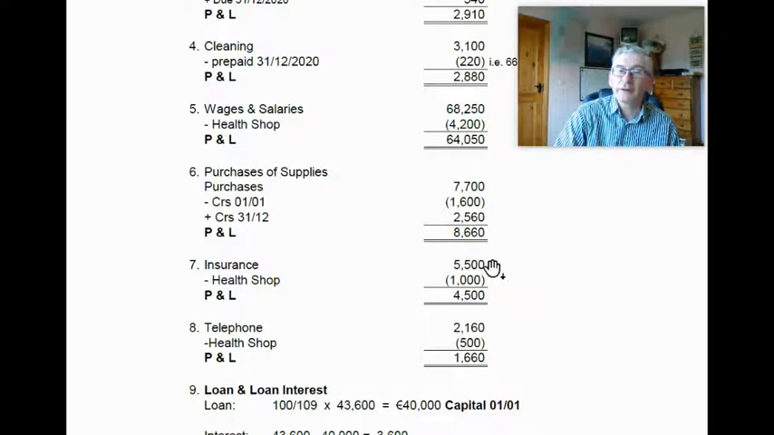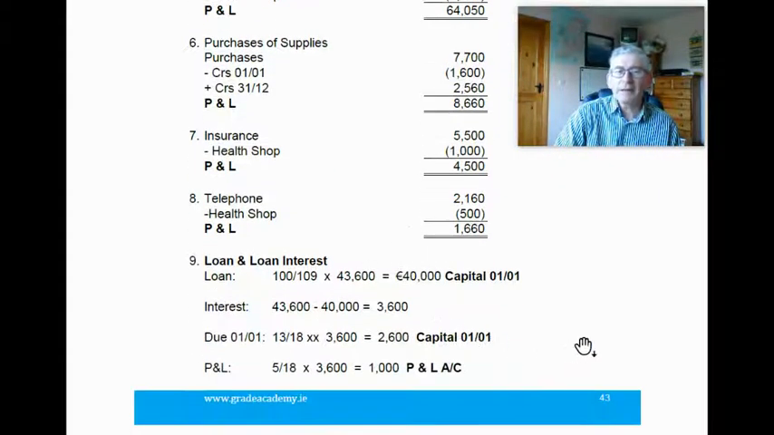And that's the figure that goes in as an expense in our profit and loss account. Insurance is a straight figure of 5,500. Take away the amount allocated to the health shop of 1,000, and that leaves us with an expense of 4,500. The telephone, once again, we paid 2,160. 500 was allocated to the health shop. So the profit and loss figure that applies directly to the health centre as an expense is 1,660. Now, we've already done the loan interest figure, and the figure that applies to us in the profit and loss account as an expense is the amount that's relevant for this year. This was repaid on the 31st of May, so therefore it's 1,000.